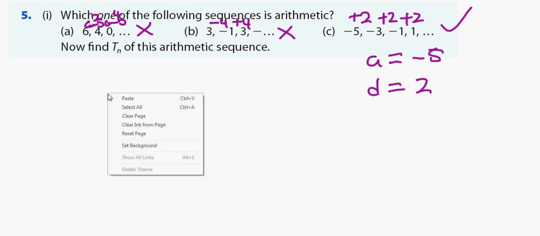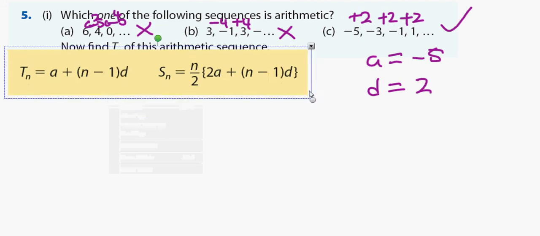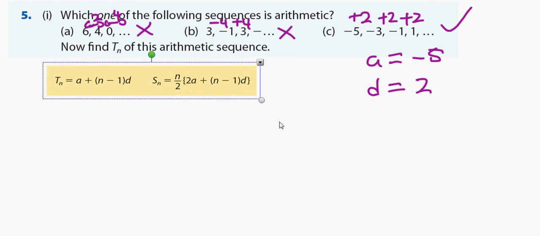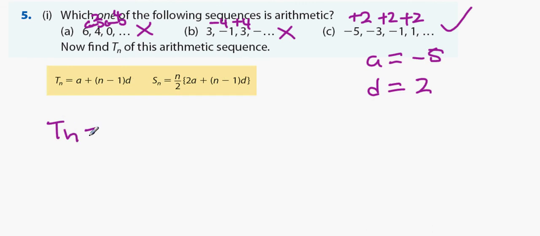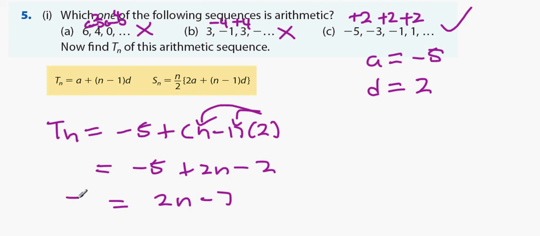Find T4 of this arithmetic series. So we need to find Tn. So let's fill in what Tn says. Tn says a, which is minus 5, plus n minus 1 times d, which is going to be n minus 1 times 2. Multiply 2 in here, and what you get is minus 5 plus 2n minus 2, and what I'm going to get is 2n minus 7. Tn is 2n minus 7.